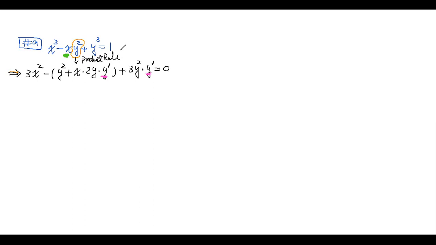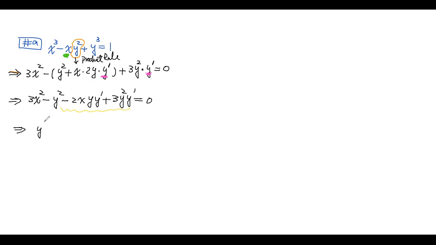Now the remaining will just be your algebra skill, so be careful when you FOIL it. So this is y squared minus 2xy y prime plus 3y squared y prime equal to 0. Then just like you solve for x, you solve for y prime here. I can combine these two terms as the y prime.